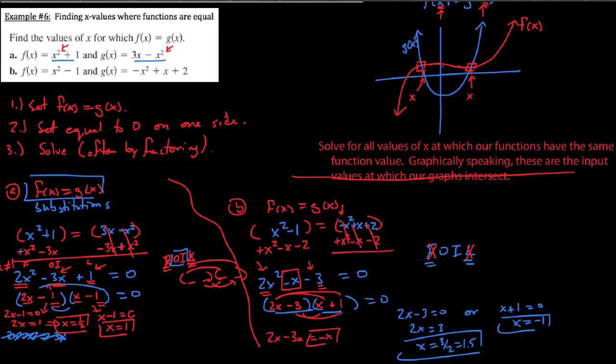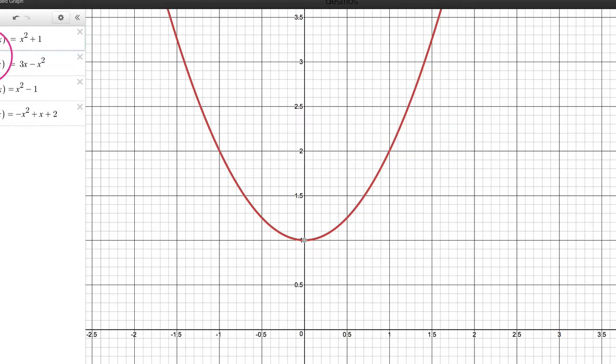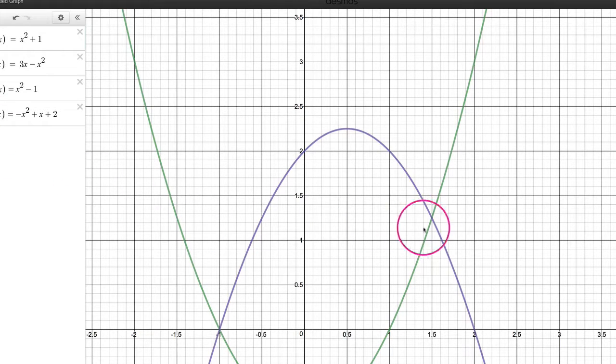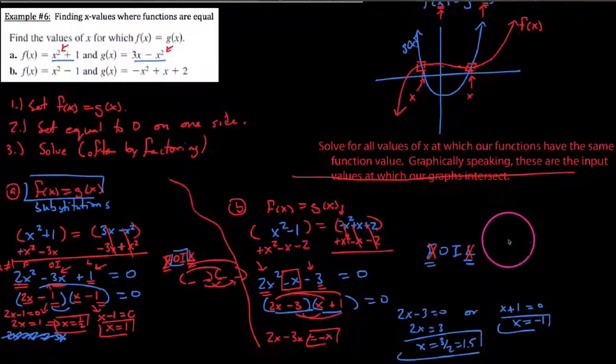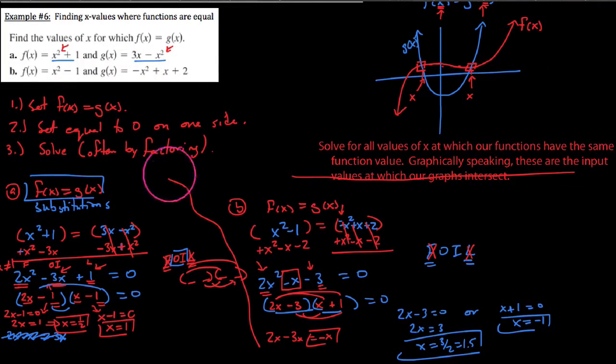But what I again want to go see is this. If I were to graph both of these functions here, both of these parabolas, what you're going to see is these 2 points of intersection. The x values are 1.5 here and negative 1. So let's take a look at what we got here. We got 1.5 and negative 1. Cheers.